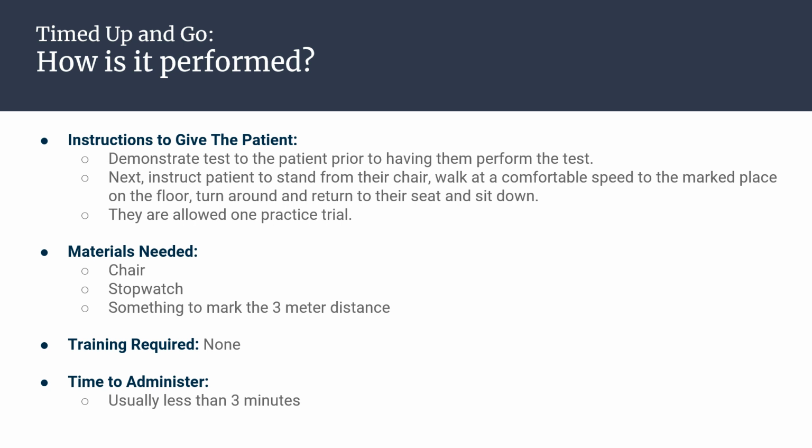Okay, let's review how this test is performed. Instructions to give the patient are to demonstrate the test to the patient prior to having them perform the test. Then you're going to instruct the patient to stand from their chair, walk at a comfortable speed to the marked place on the floor, turn around, and return to their seat and sit down. They're allowed 1 practice trial, and then 1 trial is timed. The materials needed are a chair, stopwatch, and something to mark the 3-meter distance. There's no training required, and the time to administer the test is usually less than 3 minutes.